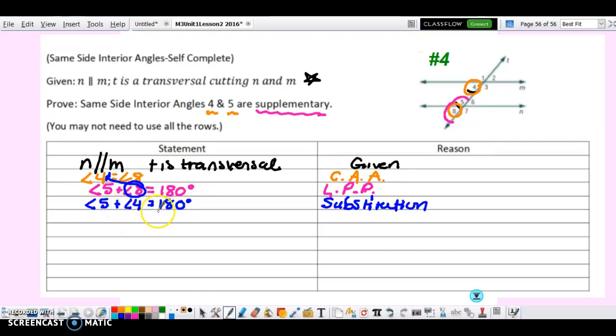And now we are smart enough to know that when they equal 180, that is what supplementary is. So we can say that angle 5 and angle 4 are supplementary by definition of supplementary.